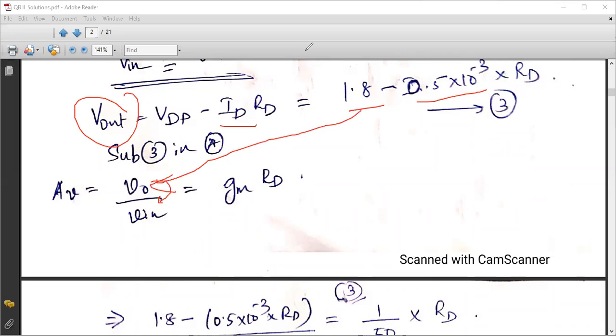So the numerator will become (1.8 minus 0.5 into 10 to the power minus 3 into RD) whole divided by V in. V in means you got the answer, right? 0.55, isn't it? That you can substitute.